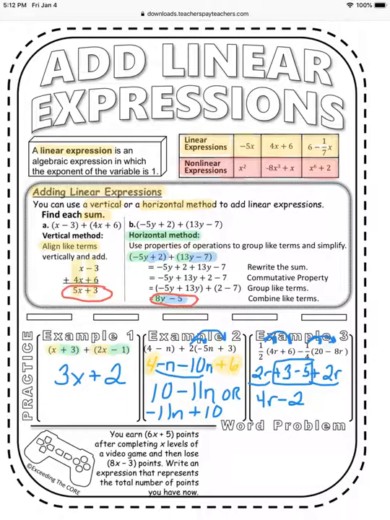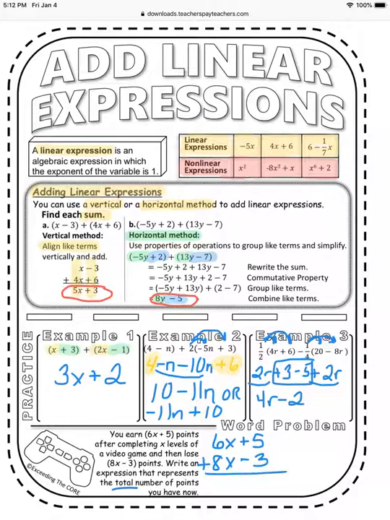Lastly, let's look at the word problem. You earn 6x plus 5 points after completing x levels of a video game, and then lose 8x minus 3 points. Write an expression that represents the total number of points. This one I'll do vertically. We're looking for the total. Total means add. So I'm going to write 6x plus 5, and underneath it I'm going to write 8x minus 3.